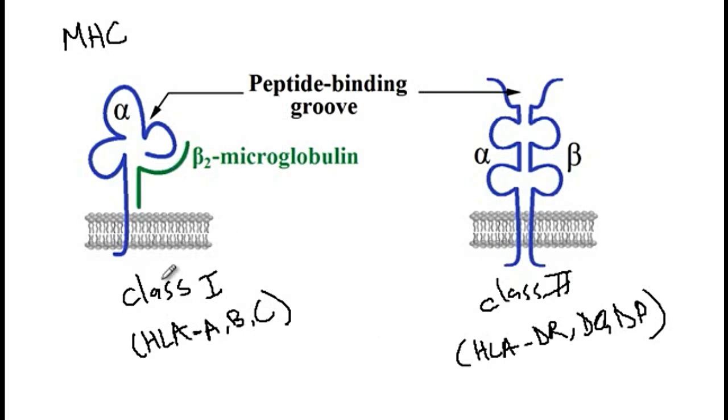So I would like you to know that class 1 is associated with the beta-2 microglobulin, while class 2 is associated with the invariant chain that will block the peptide binding groove. So the self-antigen would not be able to bind the class 2 MHC receptor.